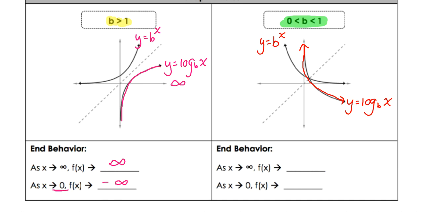Similar things happen on our logs where the b value is between 0 and 1. In this case, we can see that as we go to infinity, our function is going further and further downward, so it's going to negative infinity. And then again, our function is going to approach 0. So it's getting closer and closer to that y-axis. It never actually touches it. And as that happens, our function is going upwards to infinity. So our end behavior is going up and down forever in this one.